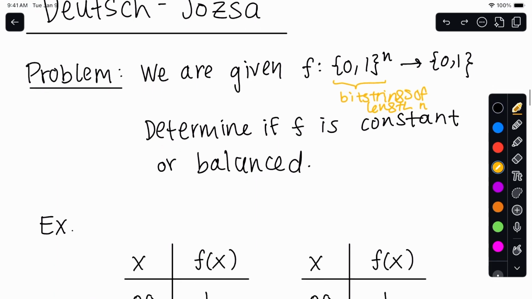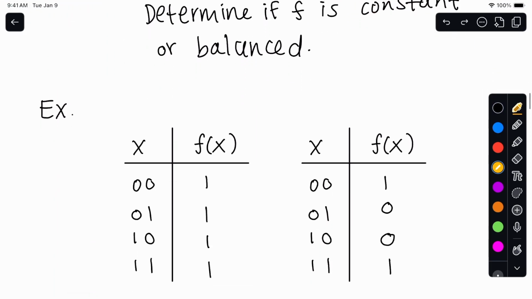What do I mean by that? If f is constant, that means for all inputs, the output is the same. And if it's balanced, then it's 1 for half of the inputs and 0 for the rest. Here would be an example of a constant function because f is always 1. And here would be an example of a balanced function because for half of the inputs, f of x is 0 and the other half, it's 1.